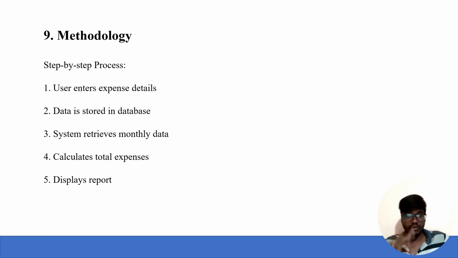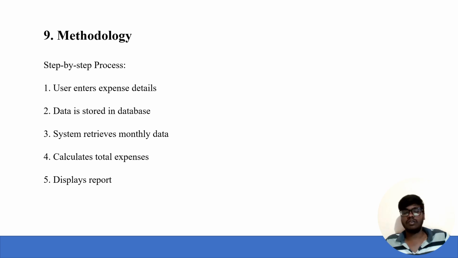Here is the methodology. This is a step-by-step process where the user enters the expense details, then the data is stored in a database, and then the system retrieves monthly data, calculates total expenses, and displays reports. This is basically the methodology for this project. It is a five-step process: the user enters expense details, data is stored in the database, the system retrieves monthly data, calculates total expenses, and displays the report.